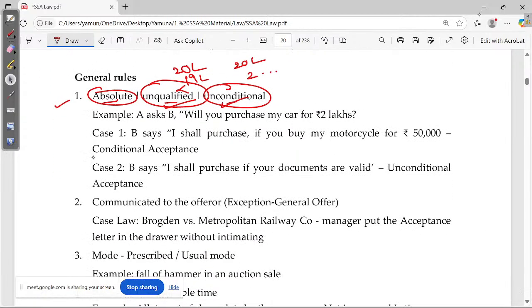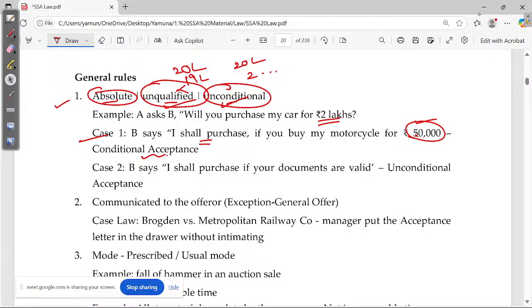Let me go for case one. B says, I shall purchase your car for 2 lakhs if you buy my motorcycle for 50,000. But you have to buy my motorcycle. This is not absolute. This is what you call conditional acceptance. I will accept, but you have to accept this one. No, you cannot say that. You can treat this as a separate offer.